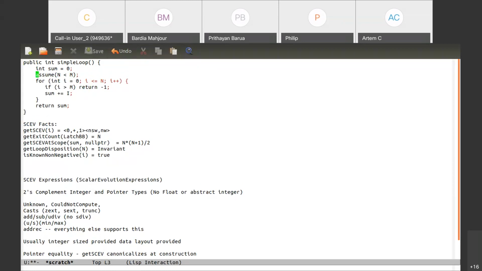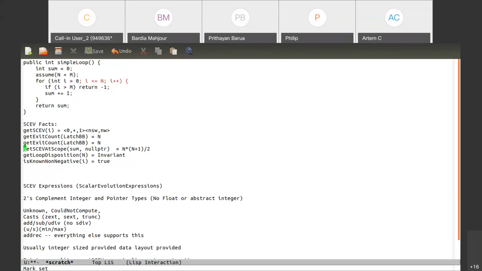So in that case, SCEV will tell you that the exit count for the branch that you added inside the loop will be infinite? Remember, there's no representation of infinite. I'm saying that would be a nice thing to have, but today it would simply tell you could not compute, which is the best it could come up with.